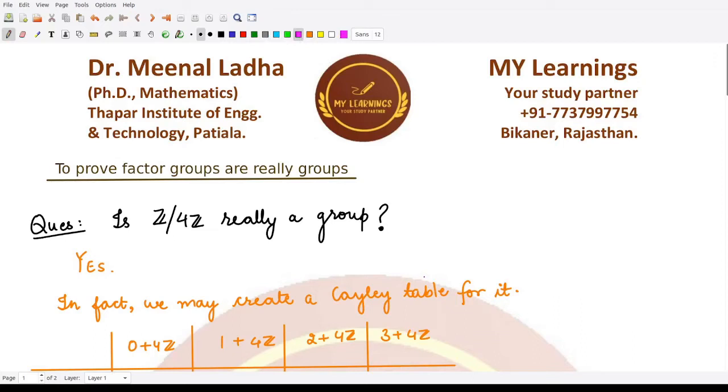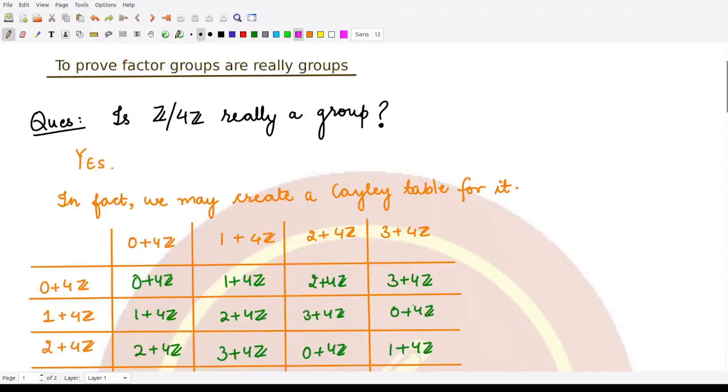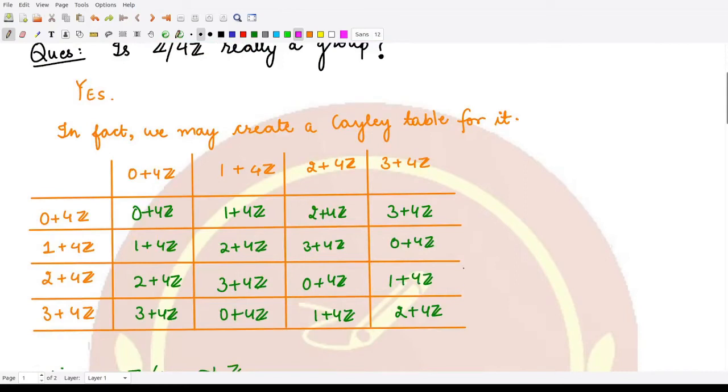Let's see how. We already know that we had four distinct cosets for this particular group in the group of integers. Then the Cayley table would be this. You can verify how it forms a Cayley table. Now, if we are able to construct a Cayley table, that means we have the identity here. The identity is this one, 0 plus 4Z.